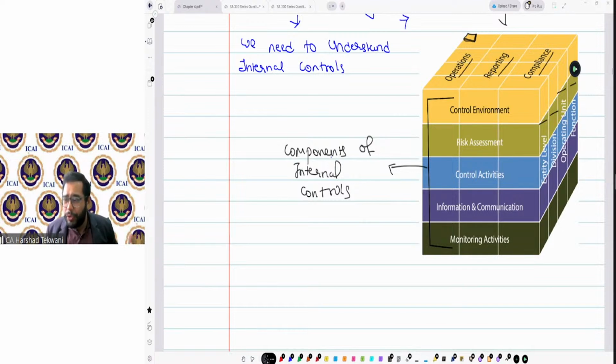Segregation of duties, as I told you, maker checker, something like that. So segregation of duties is another part of control activities, another type of control which could be there. And we were saying, like, an invoice prepared by the accountant is reviewed by the manager. That's the segregation of duty. That preparer and reviewer are two different people.